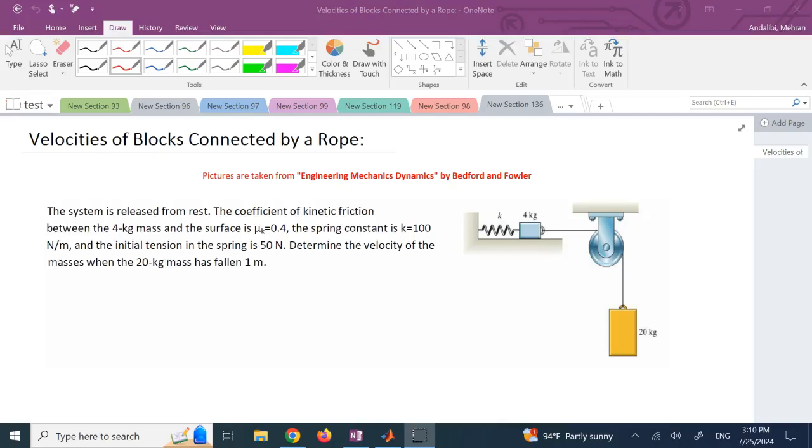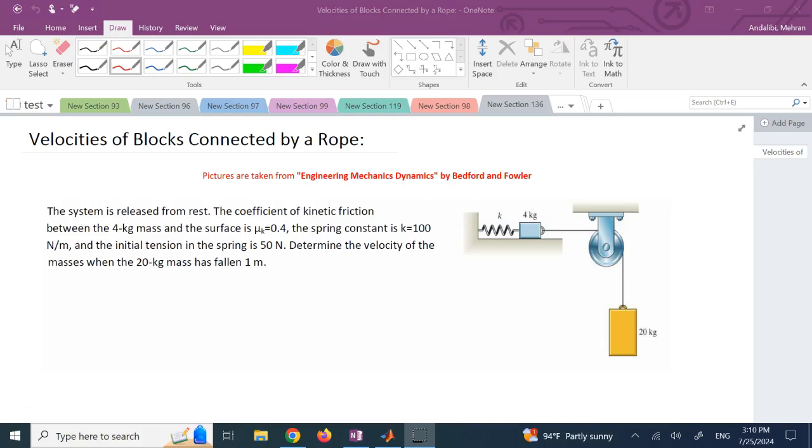Hello everyone. In this video, I'm going to talk about a problem that I encounter in my dynamics class a lot, and that is when you want to find the velocities of some blocks that are connected by a rope. And the question is: are the velocities for blocks that are connected by a rope, like in this picture, always equal?